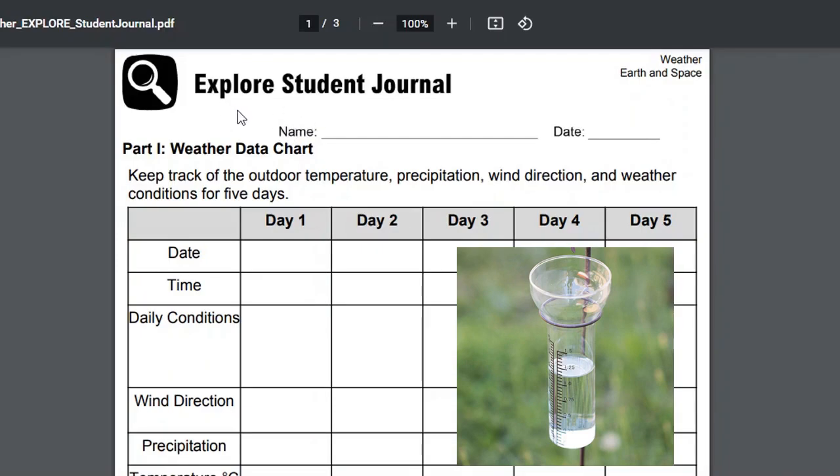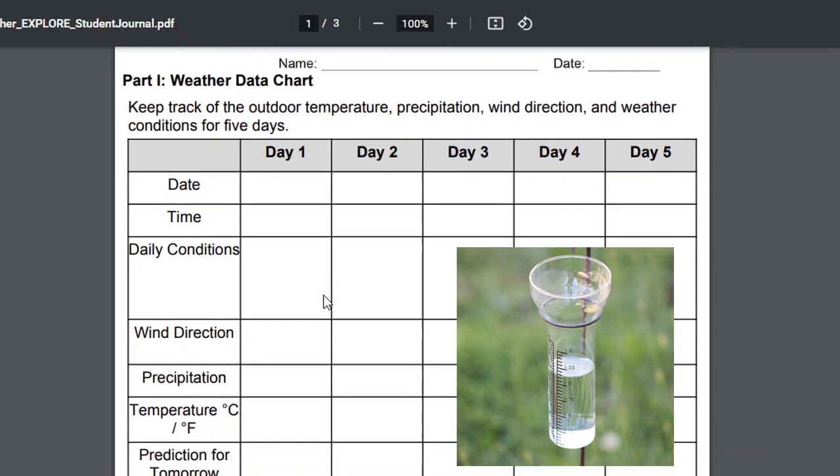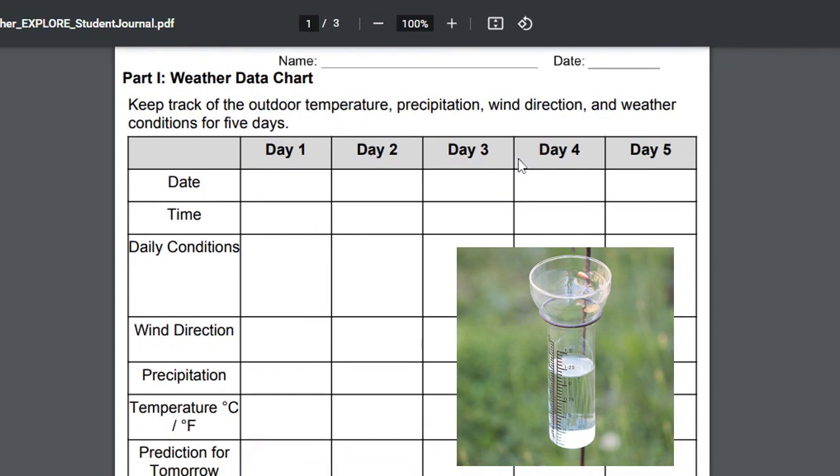Record your observations in your Explore student journal. Since we are only doing this for 3 days, you can cross off days 4 and 5. If you have time, you can allow your weather tools to sit outside over the weekend and check back in on them on Monday. For right now, though, we can cross out these 2 rows. You want to keep track of the outdoor temperature, precipitation, which means the rain, the wind direction, and weather condition for the next few days.